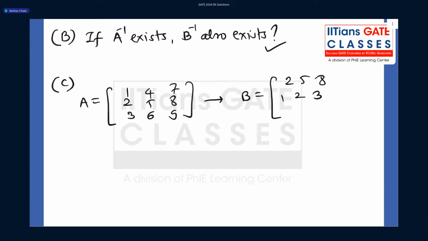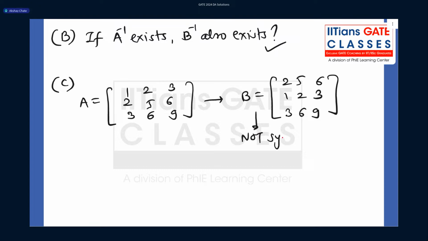One second. Yeah, A needs to be symmetric, right? So let's say this is also 2, 6 and 3. So now it's a symmetric matrix, right? Now you swap the rows. So now what is it? 2, 5, 6, 1, 2, 3, 3, 6, 9. So I have swapped first row and second row. Now, is it a symmetric matrix now? No, right? So, not symmetric. So, option C is wrong.